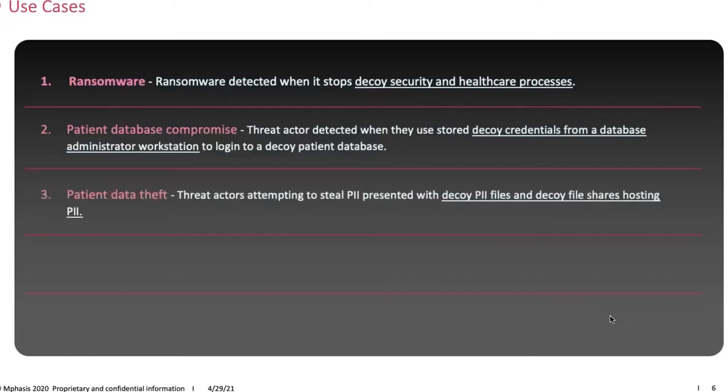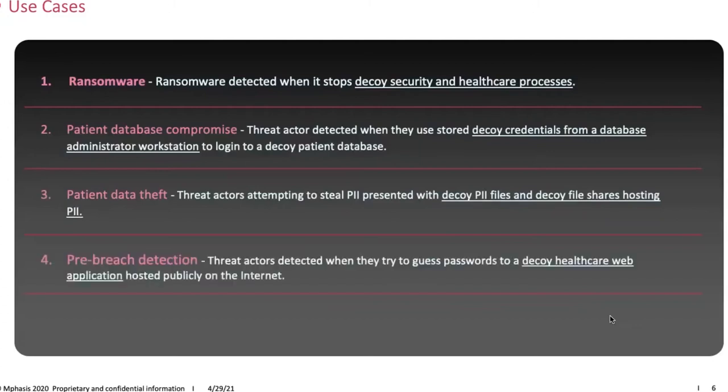We can even make it a lot simpler simply by planting files that look like they contain PII all over the network, whether it's on a real endpoint or on decoy file shares. And that will allow for interaction and detection of the adversaries, who will interact with these file shares and we'll be able to detect them.